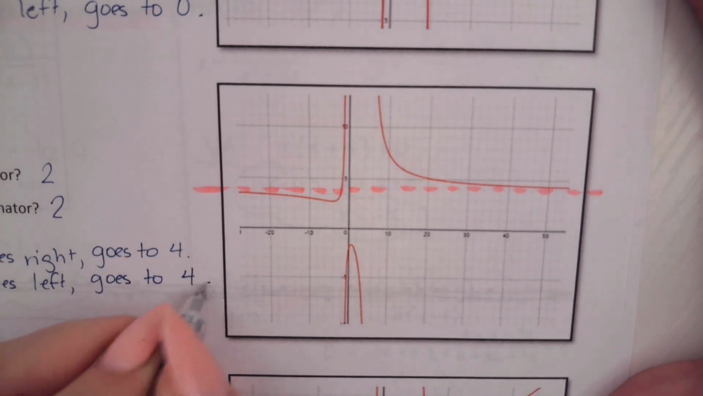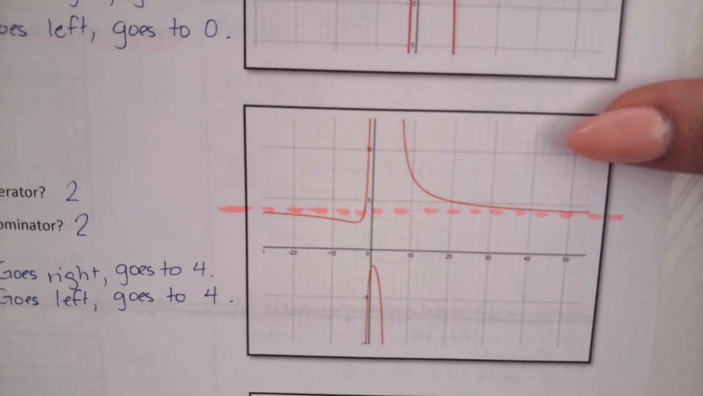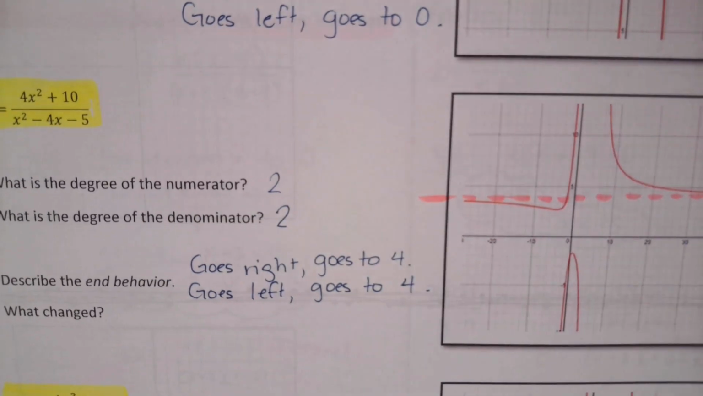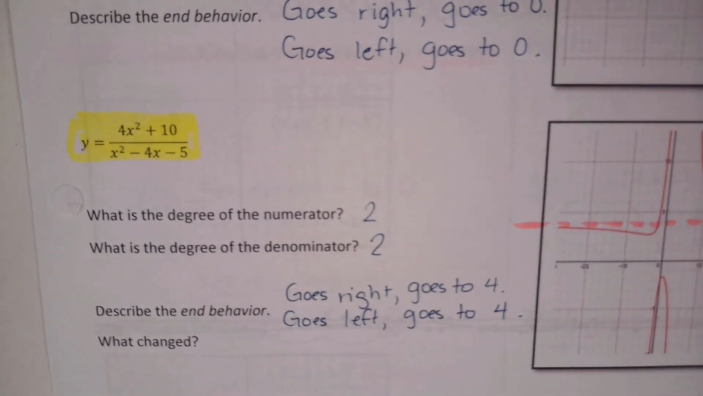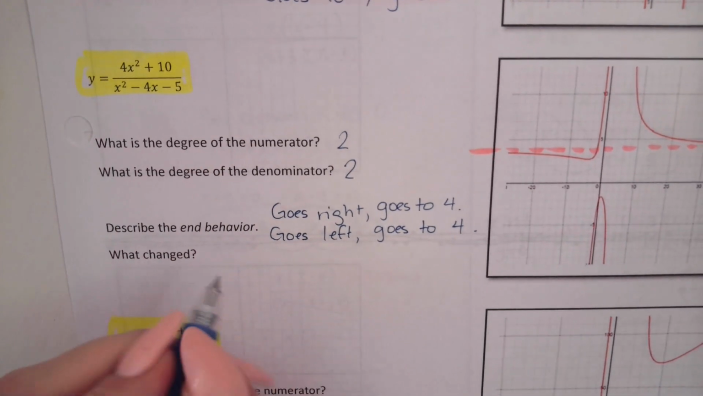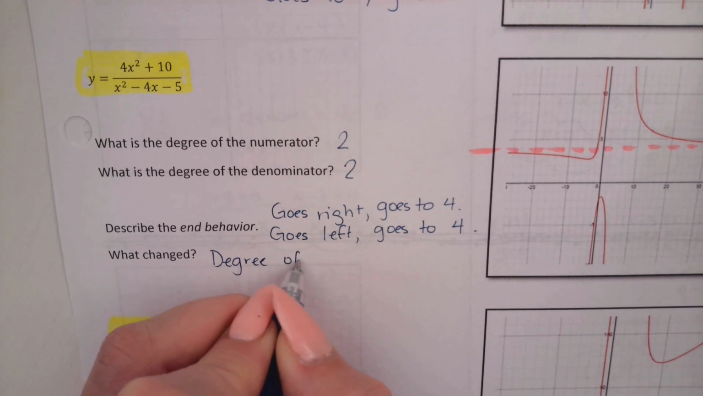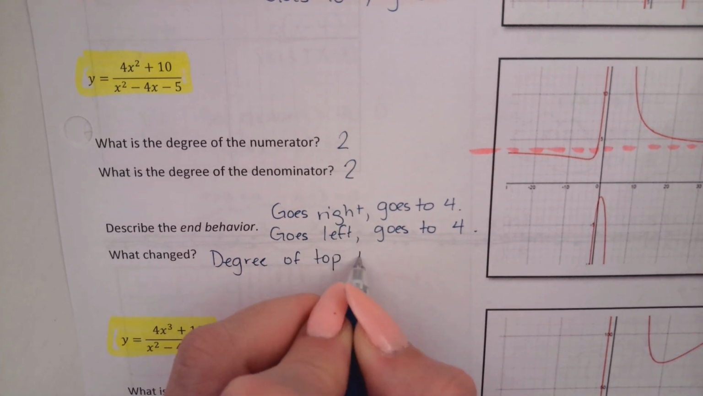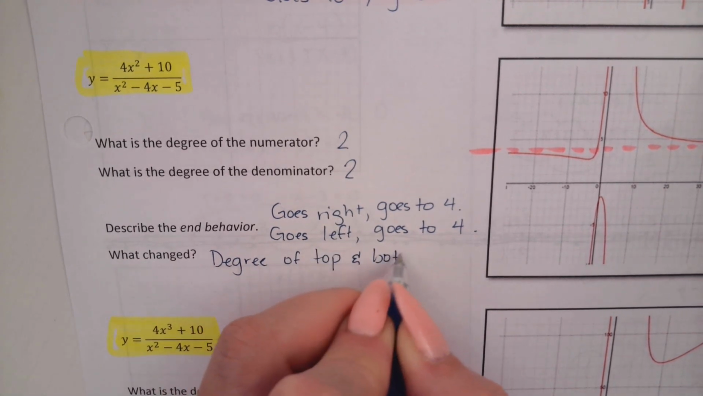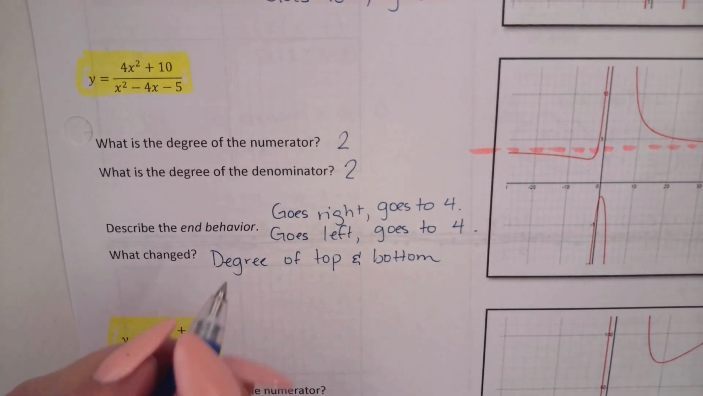So yes, you might get some crossings in the center of your graph as long as the two ends are headed towards that asymptote. What changed on this one is now the degree of both the numerator and denominator are the same. The degree of top and bottom are the same. This is actually what we did last time when we found the horizontal asymptote.